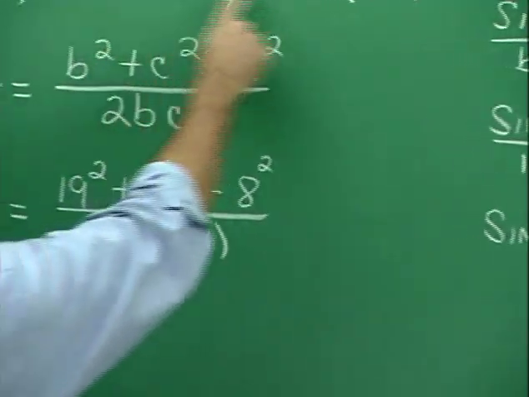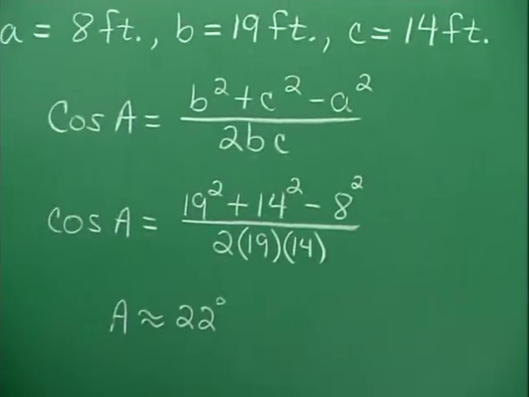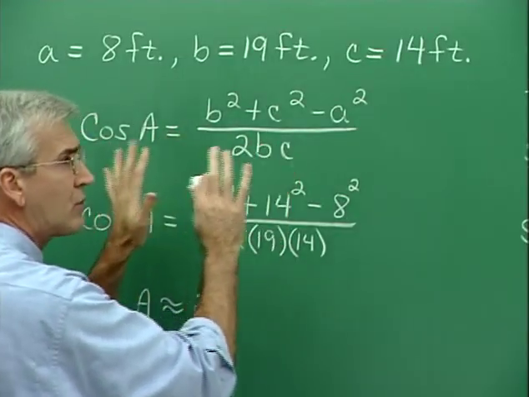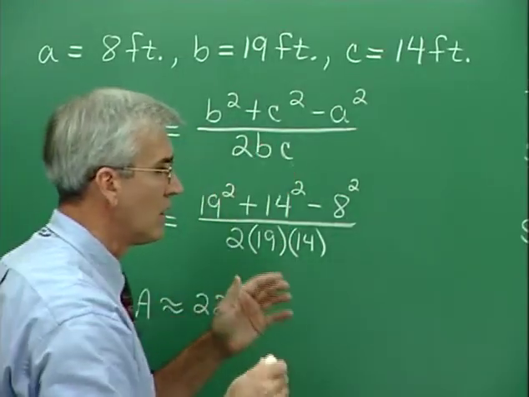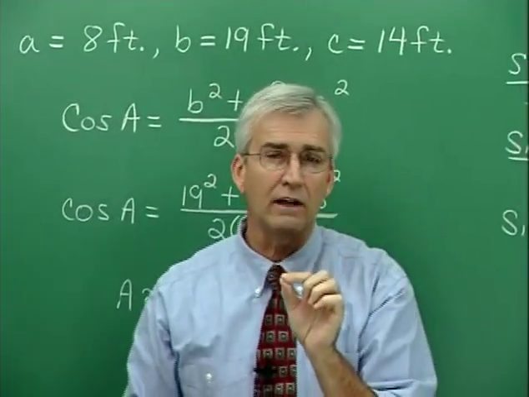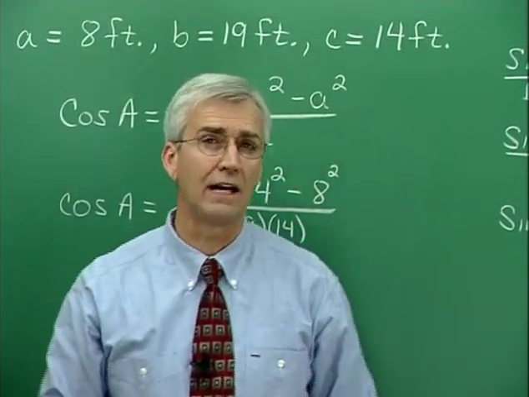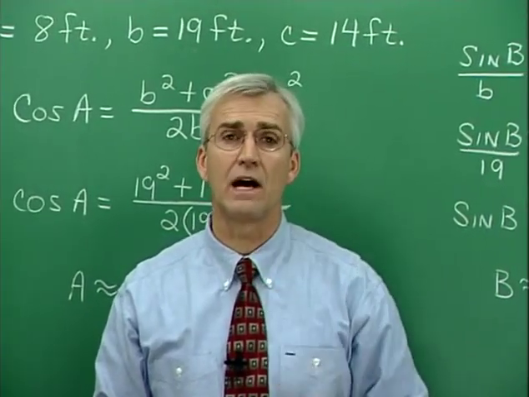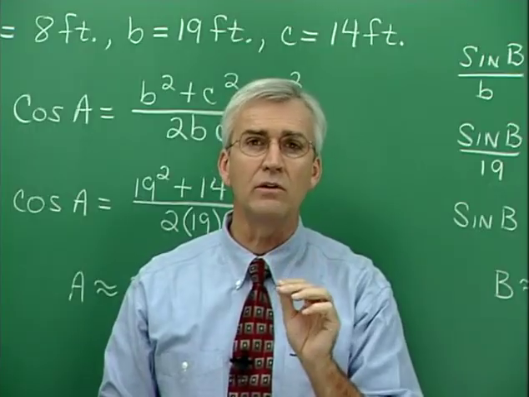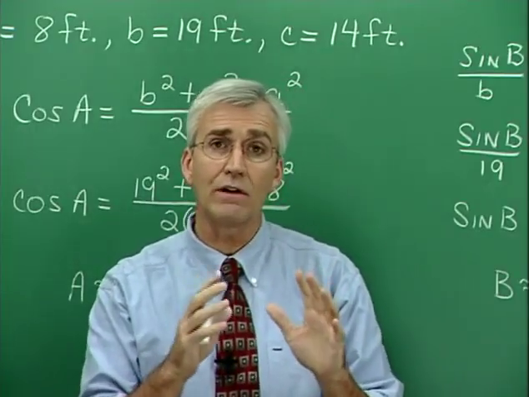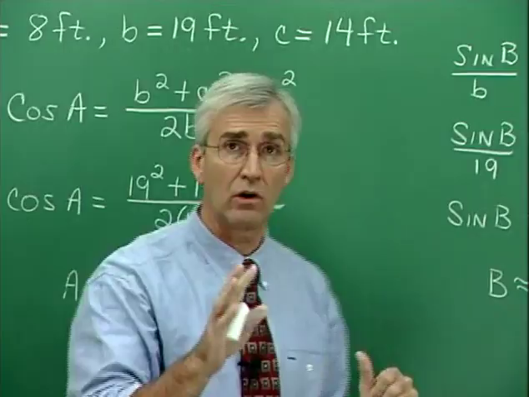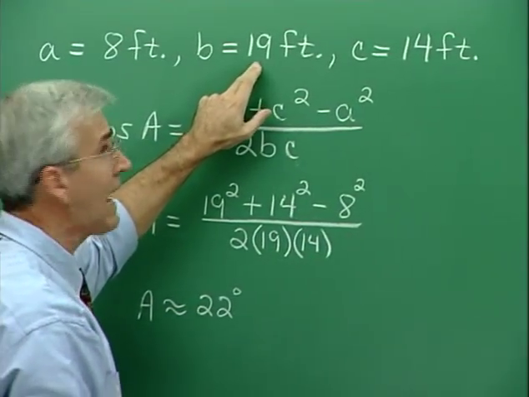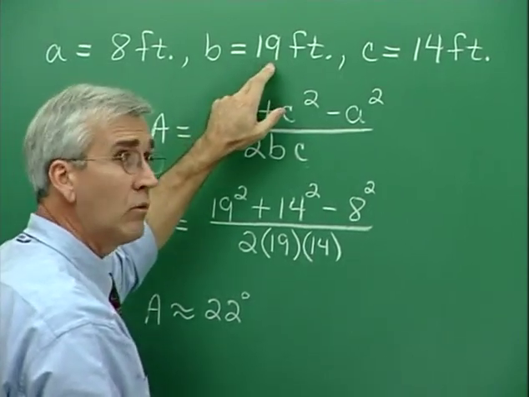Now, we have the lengths of three sides given initially in the problem. And if we just realize that the structure of triangles is such that the largest angle in a triangle is opposite the longest side, the largest angle is opposite the longest side, then what we should do is attack this problem by solving for the largest angle. The largest angle being the angle opposite the side that's 19. So we want angle B. We want to solve for B to begin with.